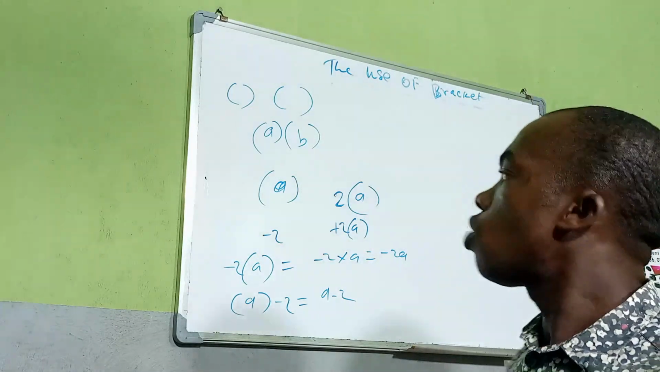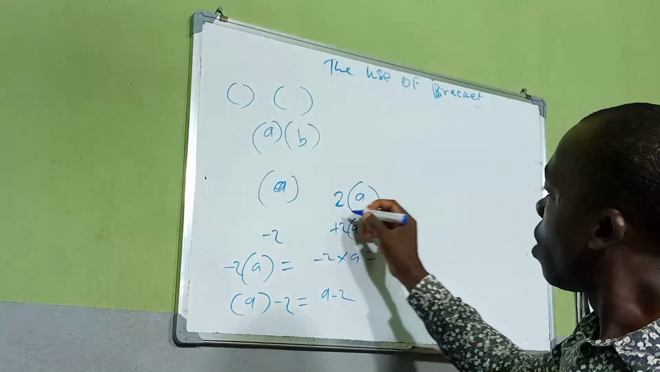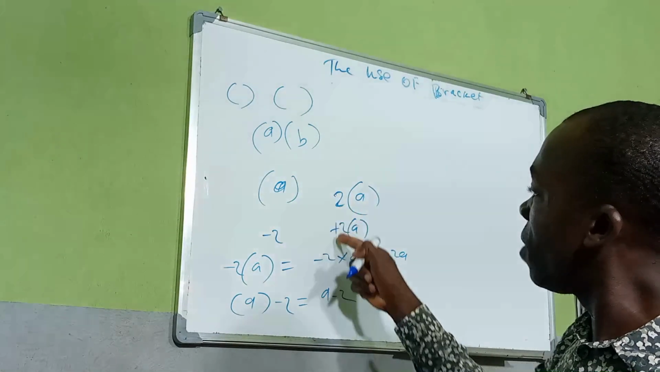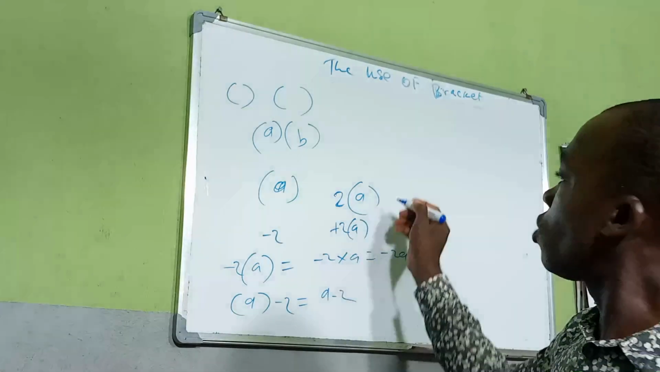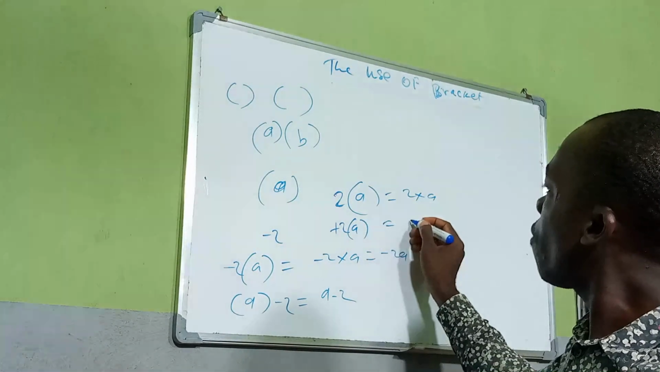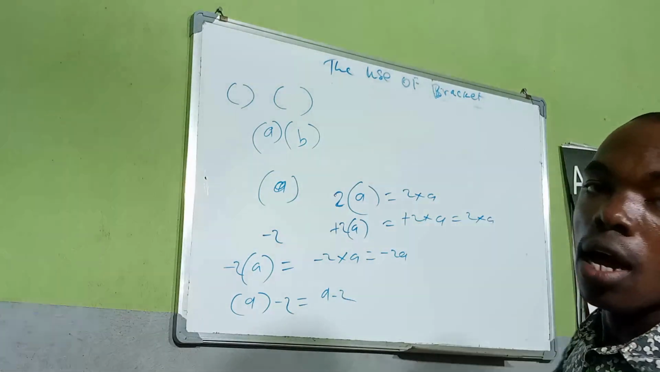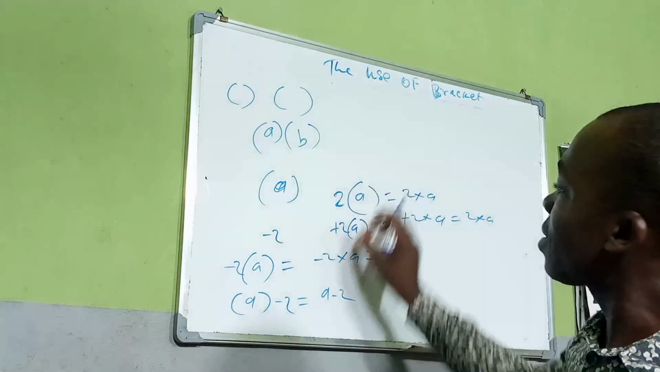Do you get? So if we have this, it also means +2 times a. So this also means 2 times a, because +2 times a is the same thing as 2 times a, which is 2a. So they both give the same answer.